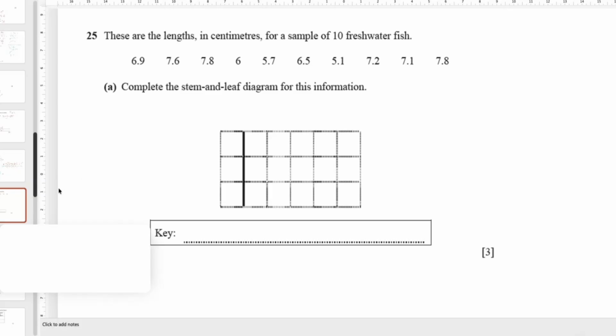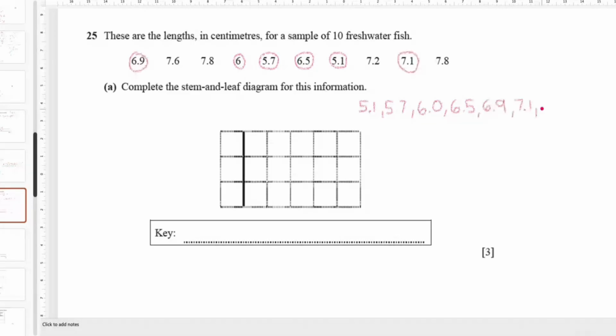So what we are going to do first is put the numbers in order from smallest to largest. Let's start with that. The smallest number will be 5.1, and then 5.7, and then 6.0. 6 and 6.0 are exactly the same. And then it will be 6.5, and then 6.9. Next, it will be 7.1, then 7.2, then 7.6, then 7.8, and 7.8. So now we've ordered the numbers from smallest to largest.